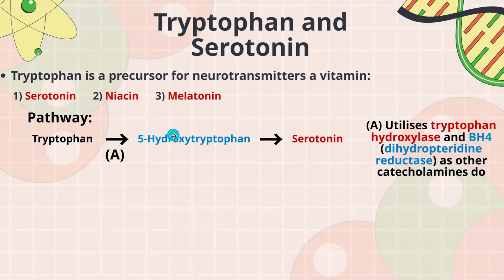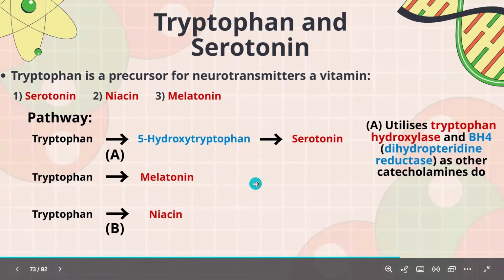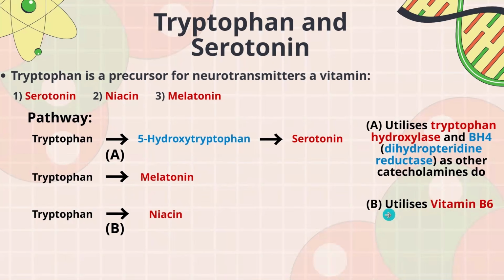Okay. Tryptophan can also form melatonin. There's nothing here. You just need to know that the pineal gland is responsible for our sleep cycle. And finally, tryptophan can also form niacin. And the way it forms niacin is also by a specific enzyme. And it utilizes not an enzyme, but actually vitamin B6. So vitamin B6 here is just going to help with the formation of niacin.